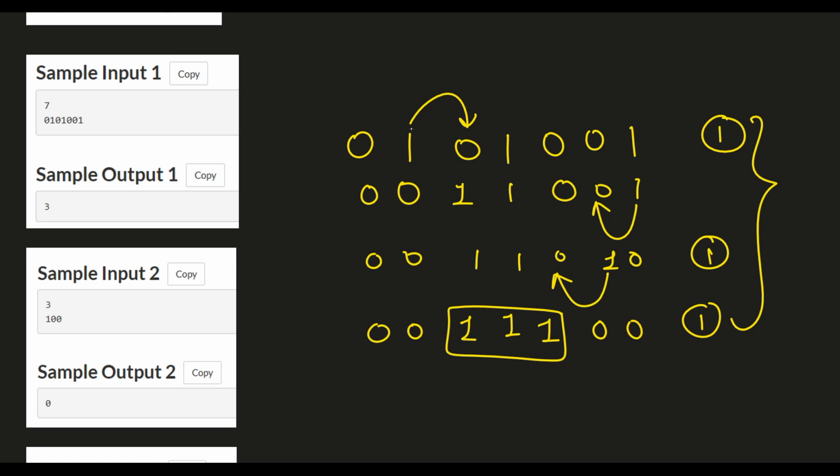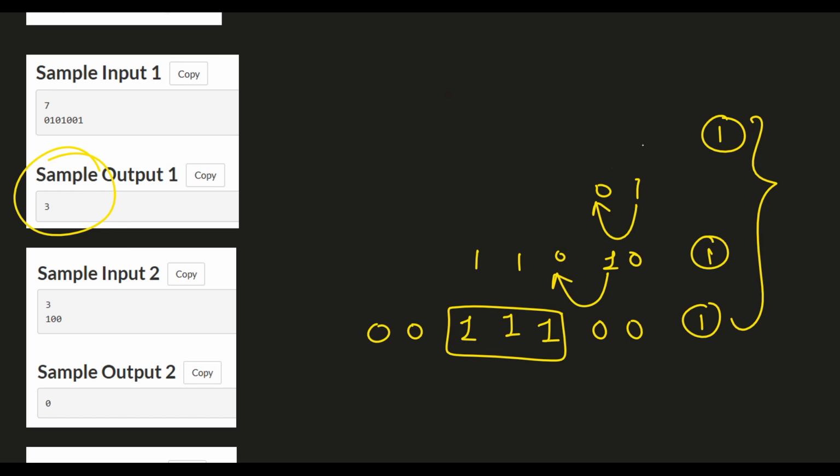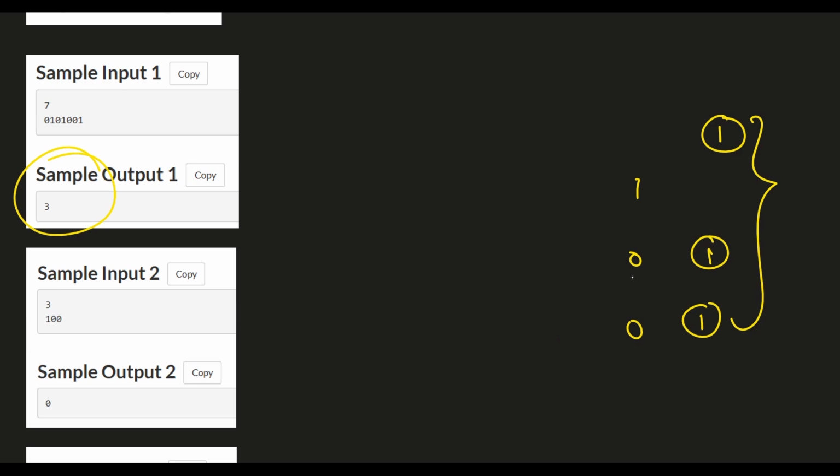I swapped both of these, then both of these, and then both of these. So I did three operations. And if you do all the calculations, 3 is the minimum possible number of operations such that all the ones are clubbed together. So the answer for this case is 3. Are you getting what the question is trying to say? Let's take another example.